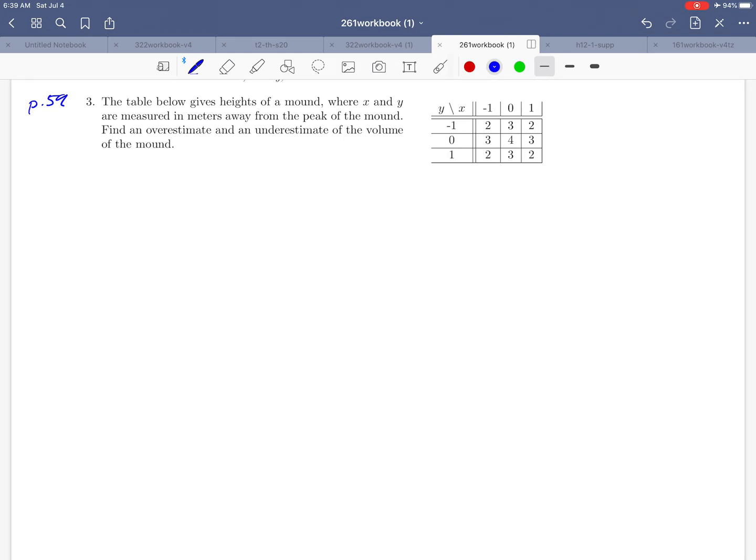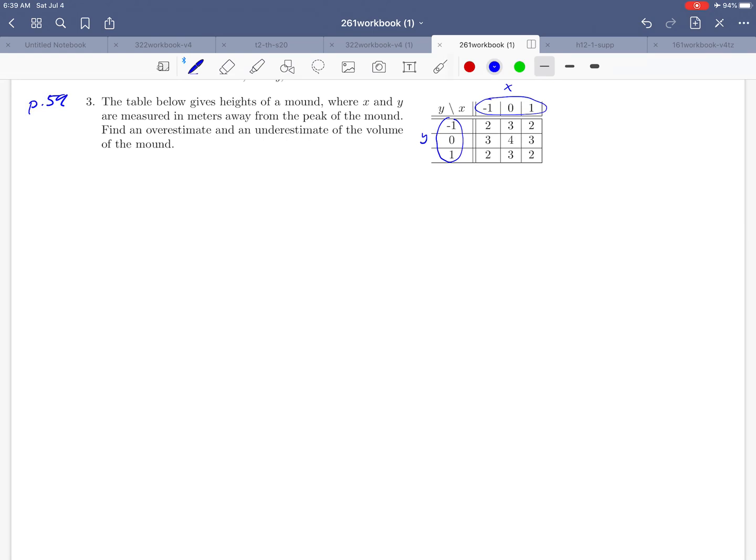So the table below, actually I guess it's the table next to us, not below us, gives heights of a mound where x and y are measured in meters away from the peak of the mound. They want us to find an overestimate and an underestimate of the volume of the mound. Let's first notice where the x values and the y values are in our table. The y's are over here to the left and the x's are over here to the right. And they're telling us that the numbers in the table are actually heights.